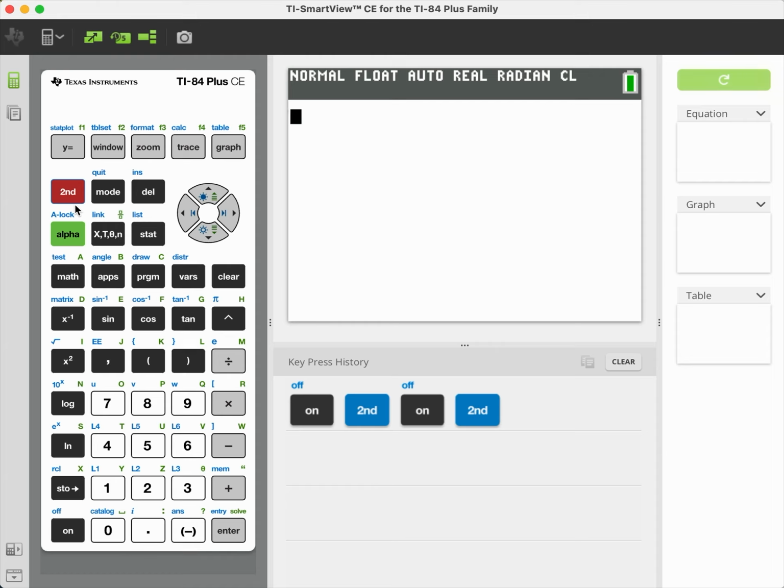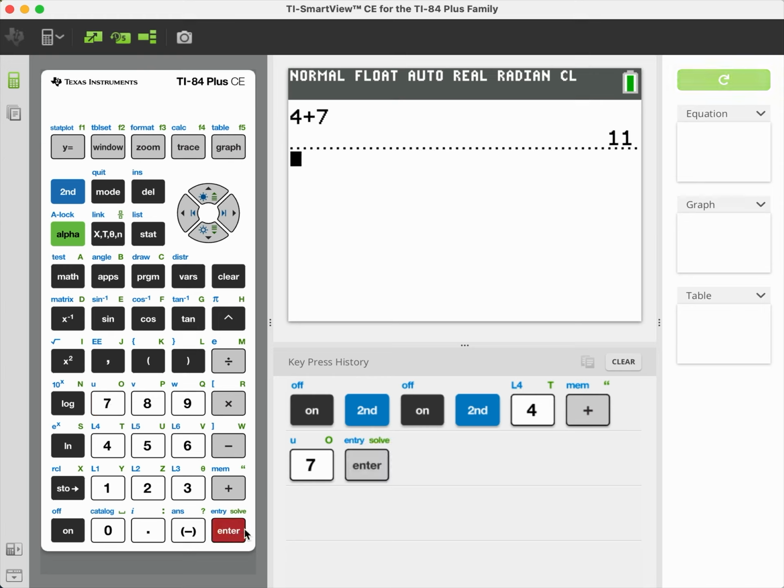So on and off. Let's start by entering a few things on your calculator. Let's do 4 plus 7. And you'll notice that the key press history is here on my screen, and you can follow it out. Then if you want your calculator to evaluate this, simply press Enter. 11. That's how it should look. On the older TI-83 operating systems, it will typically not draw this dotted line. You'll just have 4 plus 7 and 11.